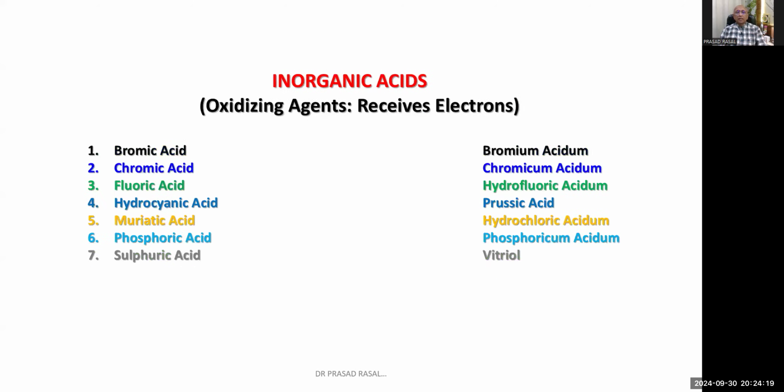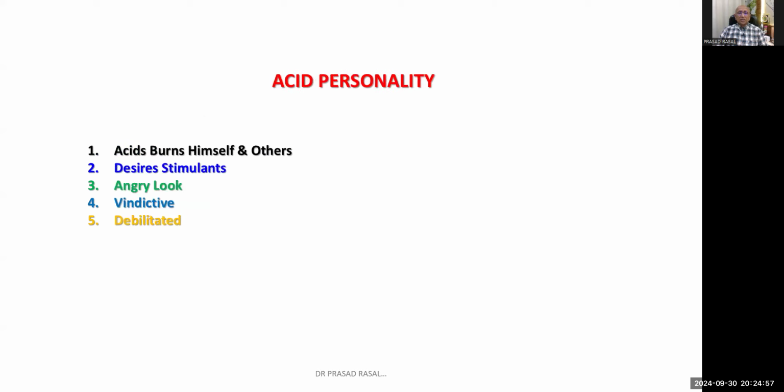And the inorganic acids, which are called strong acids, there are 7 of them: bromic acid, bromium acidum; chromic acid, chromium acidum; fluoric acid, hydrofluoric acid; hydrocyanic acid, prussic acid; muriatic acid, which is nothing but hydrochloric acid; phosphoric acid, phosphoricum acidum; and sulfuric acid, vitriol. So there are 12 organic and 7 inorganic, a total of 19, which we most commonly see in our materia medica. So let us understand what is common among them.